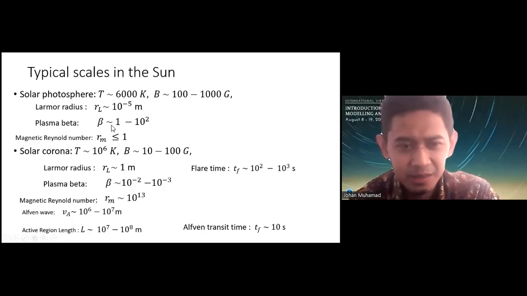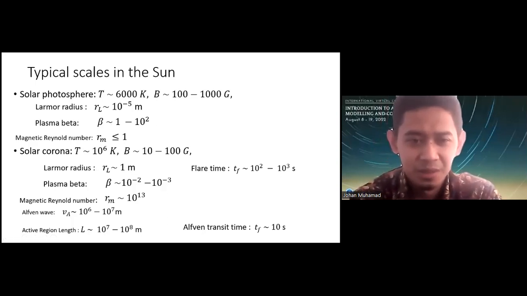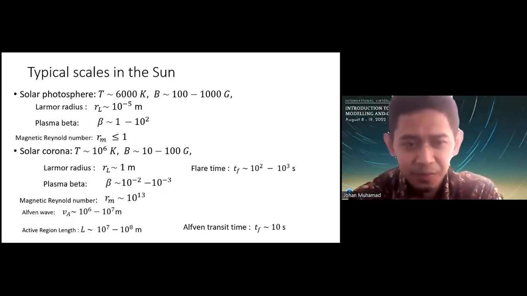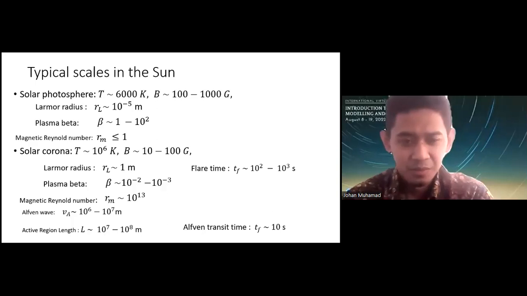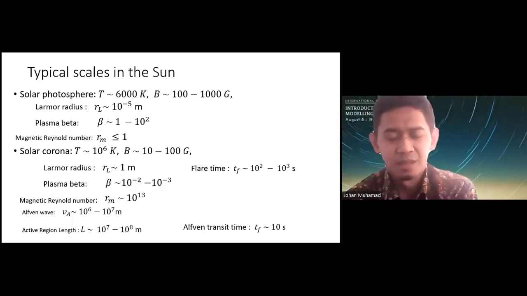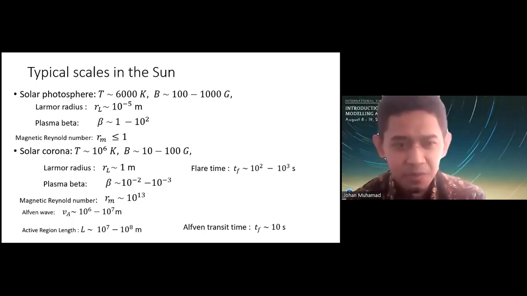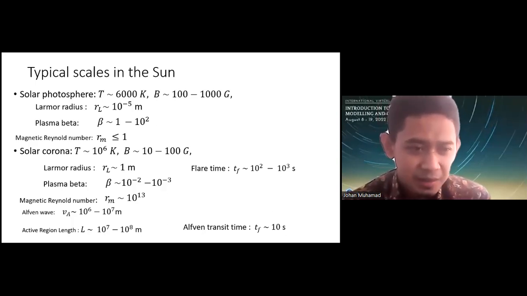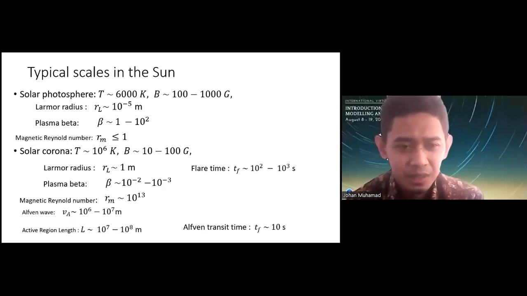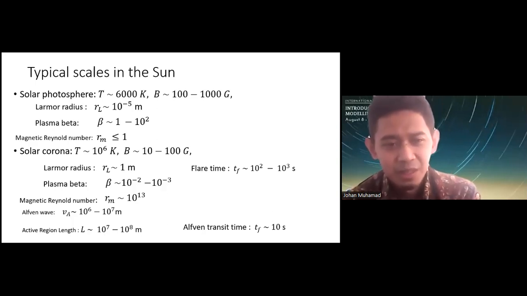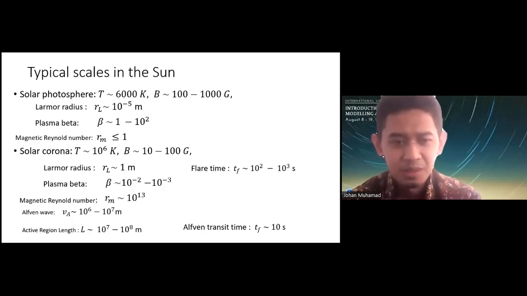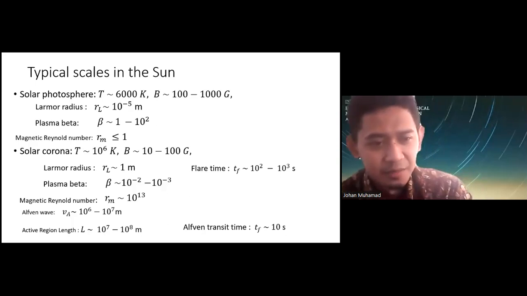So we know that the plasma beta is the ratio between the plasma pressure and the magnetic pressure. If the plasma beta value is 1, it means that the plasma pressure and magnetic pressure are almost equally important. If it's larger than 1, then we must consider that the plasma is more dominant than the magnetic pressure. And for the magnetic Reynolds number, if we have a magnetic Reynolds number of 1, then the advective term is almost equally important to the diffusive term, something like that.